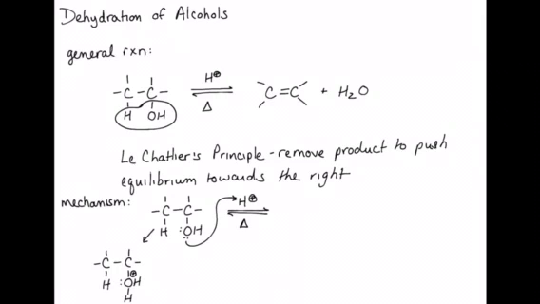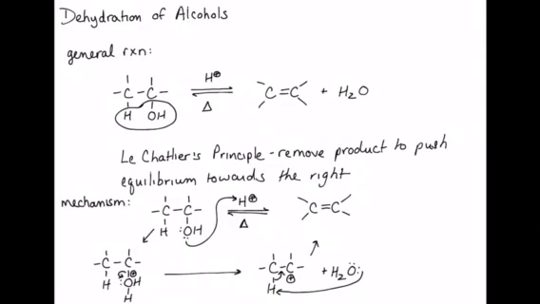Water is a very good leaving group, and so the next step of the mechanism is the water leaving. This produces the carbocation, which can then eliminate to produce the final alkene product. Just like with an E1 mechanism, it is the formation of the carbocation that is the rate-determining step. There are other similarities between the dehydration of alcohols and the E1 mechanism. First of all, because we form the carbocation, rearrangements are possible.